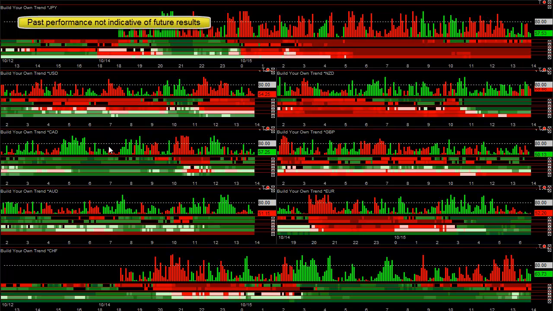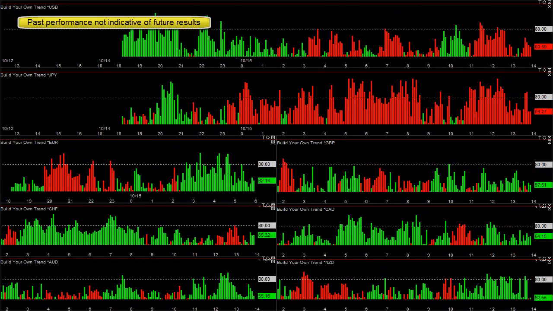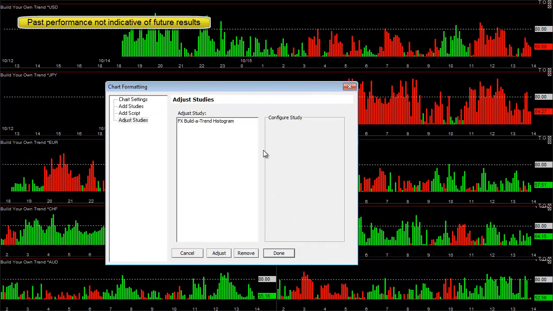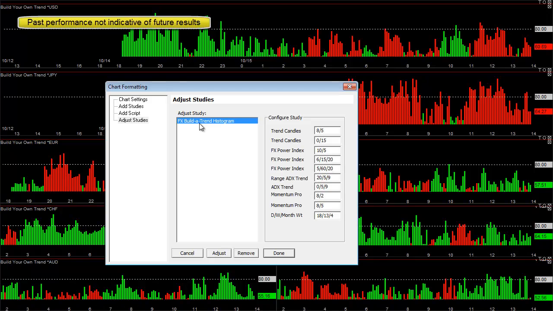So what I've done is I've reformulated the Build Your Own Trend tool to allow people to use a currency meter that weights every single time frame into one reading. I'll right-click on the yen here, and you can see the new Build Your Own Trend indicator. These two stay the same. I've added an extra power index. This measures the percentage of currencies trending up or down.